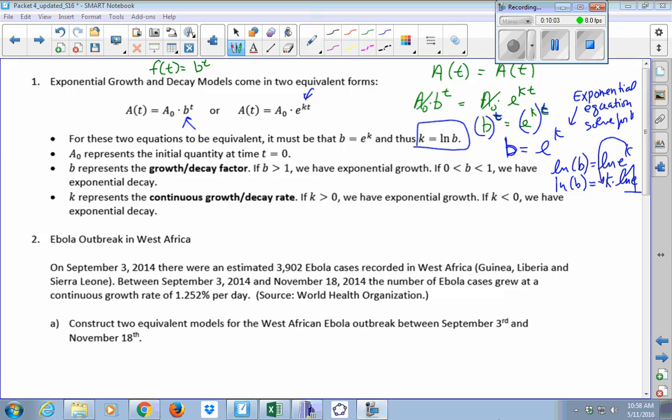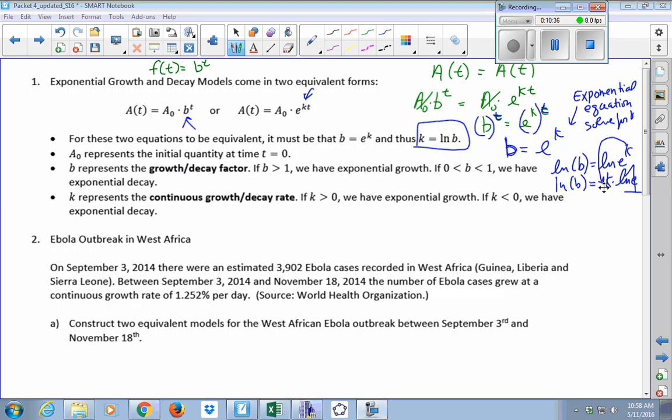So we call K the continuous growth rate or continuous decay rate. So if you're reading the problem and they give you a continuous growth or decay rate, then you know you can go right to this model and put in the value for K. Otherwise, you can find your growth factor, your multiplier, the same way you've always done. You'll be given a rate and you either add it to 1 because it's growing, or you subtract it from 1 because it's declining or decaying.